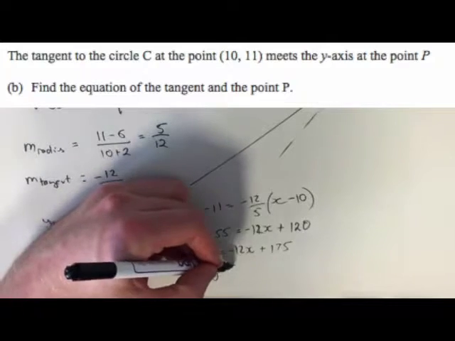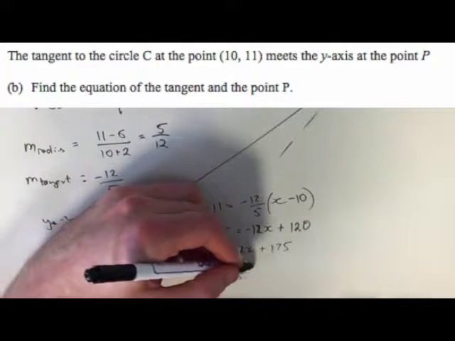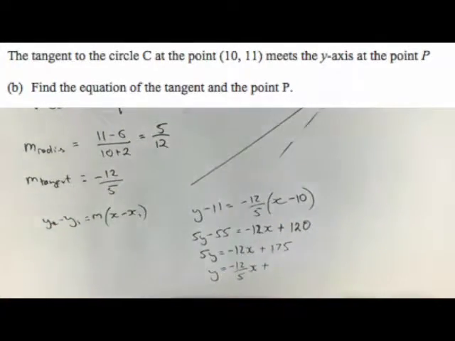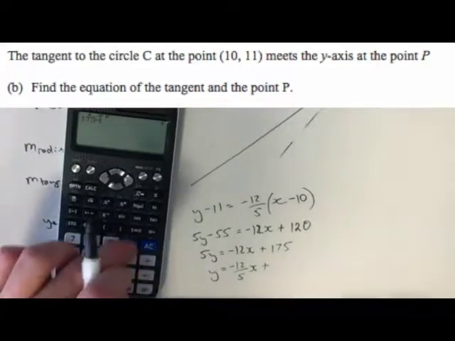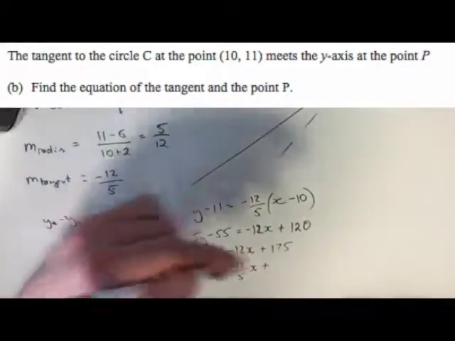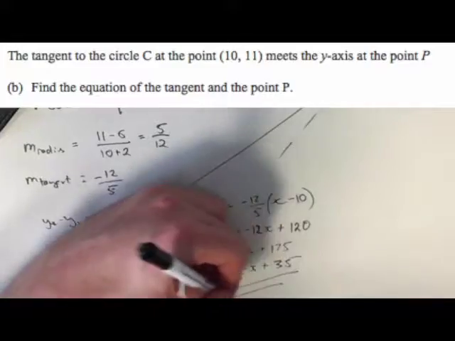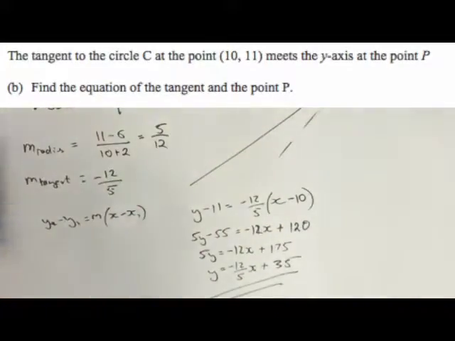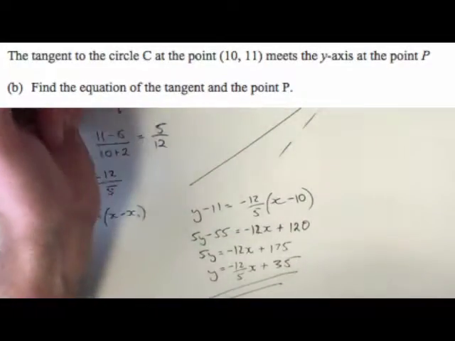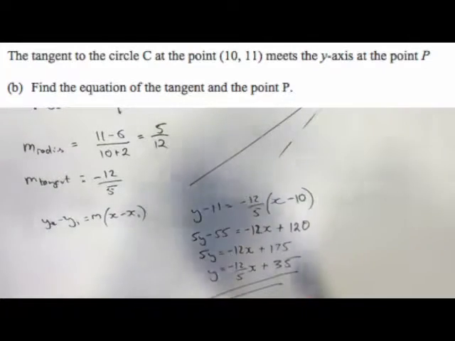So there we go, there's our equation of the line. y equals minus 12 fifths x plus, I think it's going to be 35. There you go. So where does that cross the y-axis? Put in x equals 0 and you're left with y equals 35.